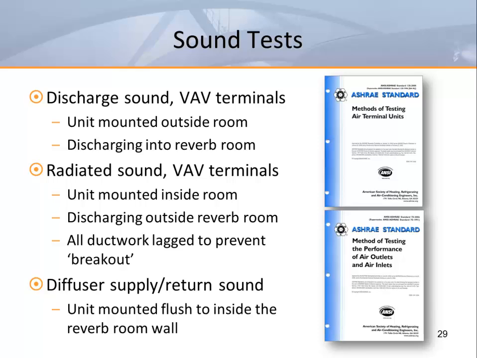Radiated sound testing requires that the terminal unit be hung in the center of the room, with all supply and discharge ductwork wrapped with lagging material to prevent noise breakout. We only want to measure the sound radiating from the unit casing and not the contribution of the ductwork.